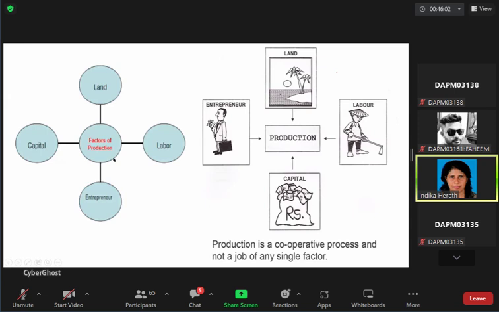So now we know what agriculture is, and then we are going to have a look at the factors that are needed in the agricultural production system. So we need to have land. That's why we talk about land in this course. We need land for agriculture.